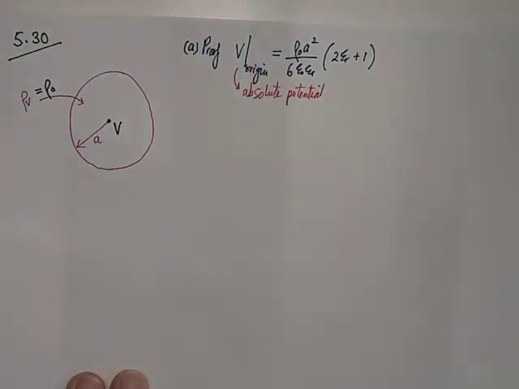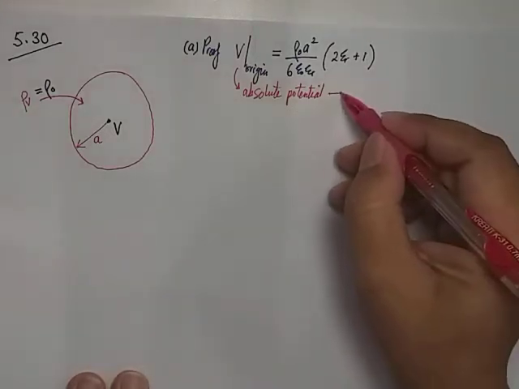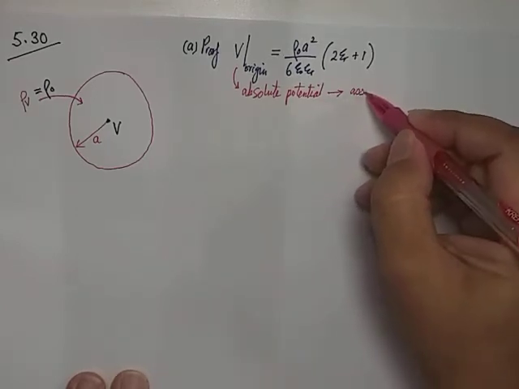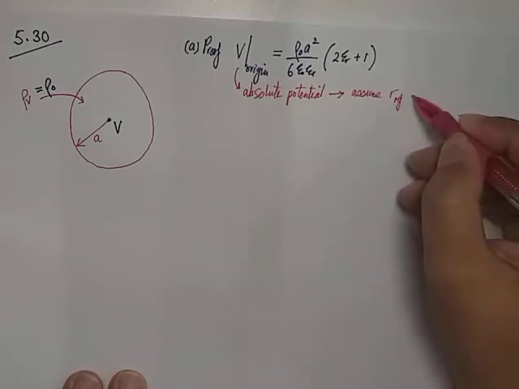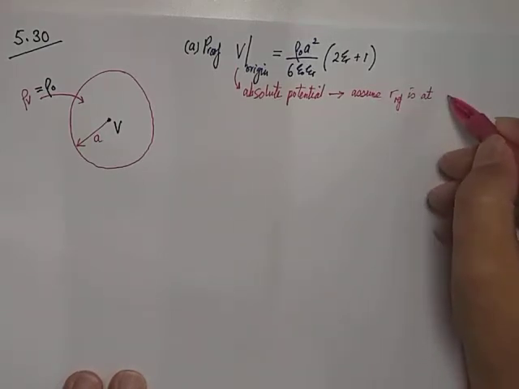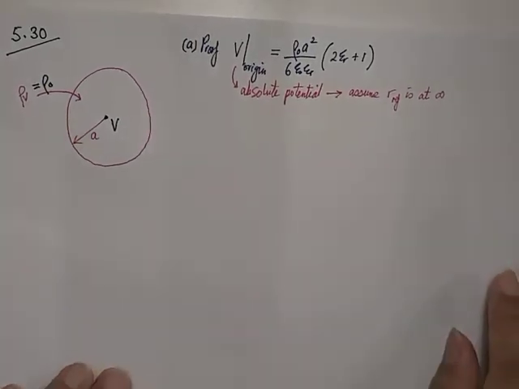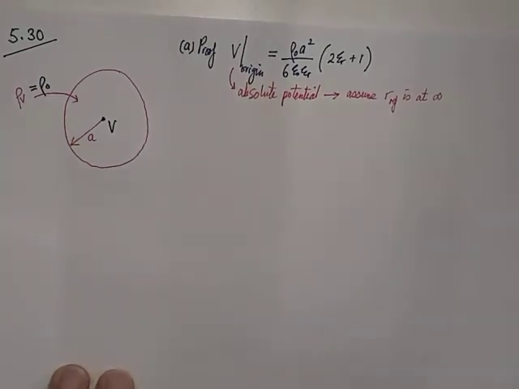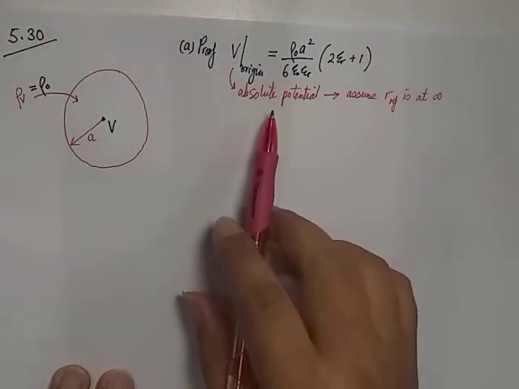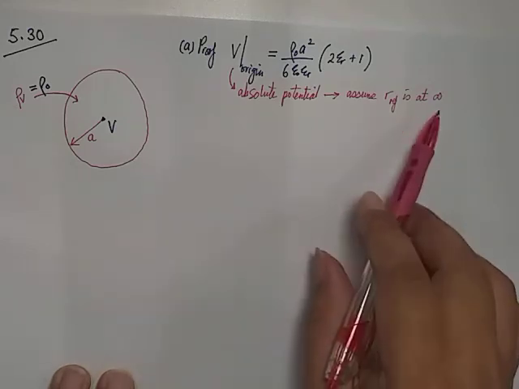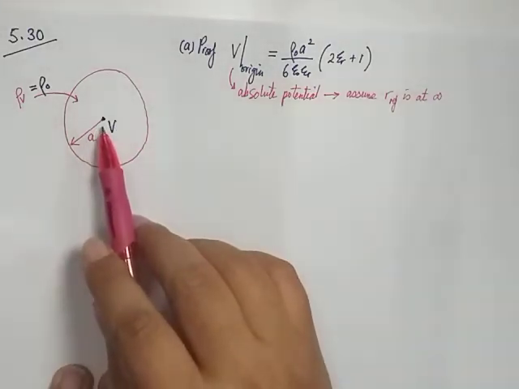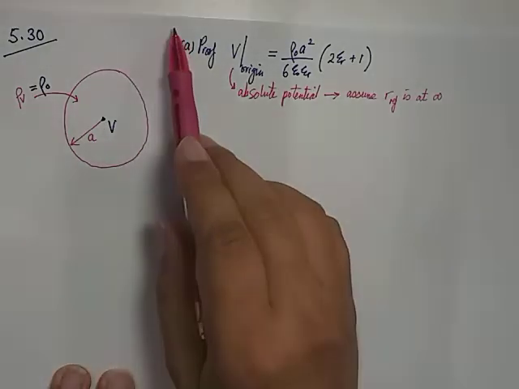Okay, so when you talk about absolute potentials, the reference is going to be assumed to be at infinity. So therefore, we're going to state here, assume our reference is at infinity. That's my statement now, because I'm saying V is the absolute potential. Therefore, the reference for my definition of absolute potential is at infinity, because this is our end position. The initial position will be at infinity.